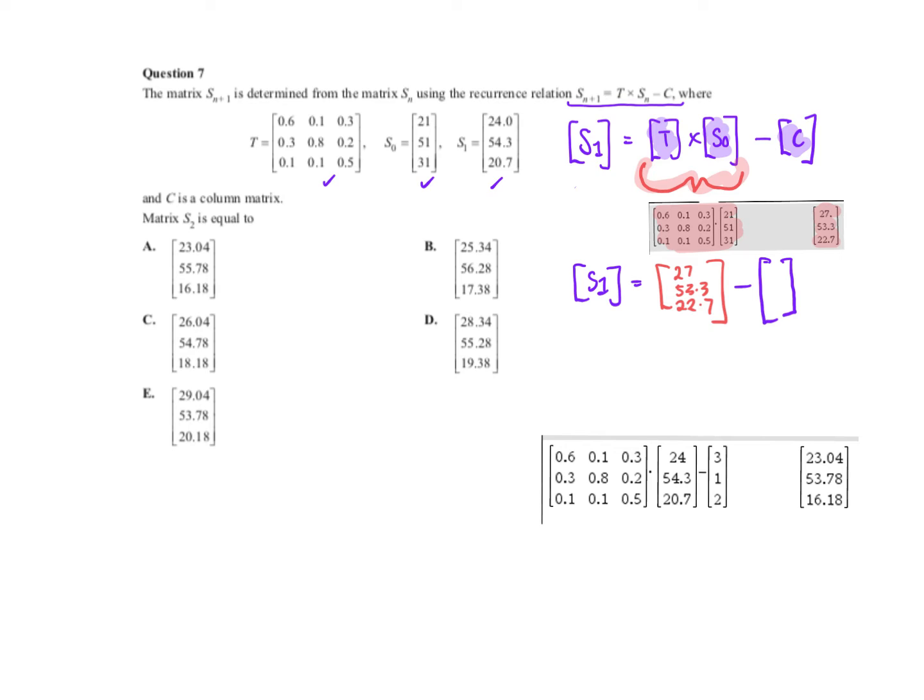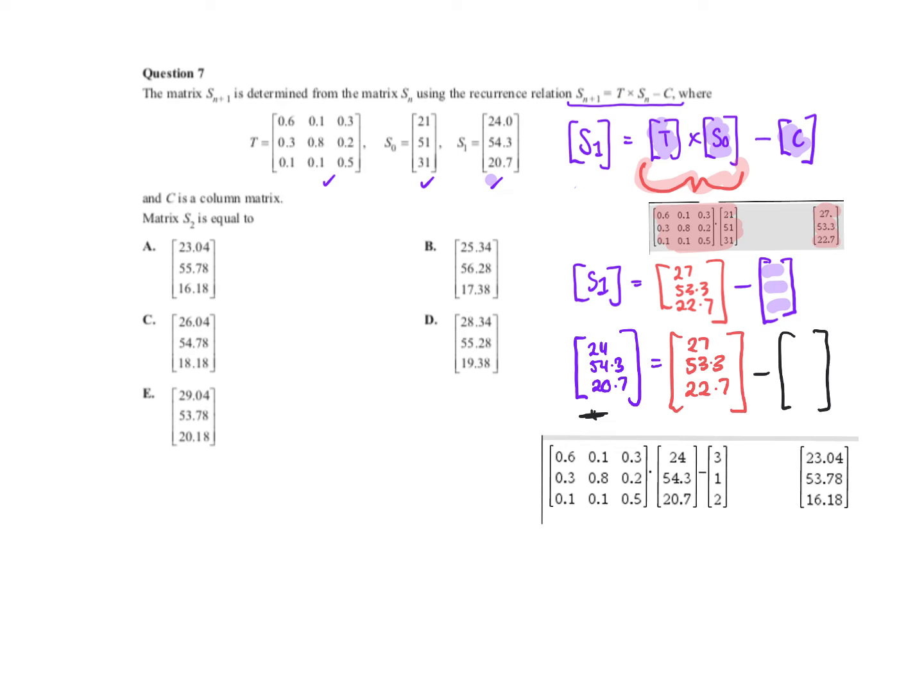Okay, so we're pretty much missing 3 answers in there. But we actually do know what S1 is because they told us up here. So I'm going to write that out. S1 is actually 24, 54.3, and 20.7. And I could say it equals this 27, 53.3, and 22.7. And what happens is we minus this C matrix. If we minus this C matrix, we'll come back to this answer.